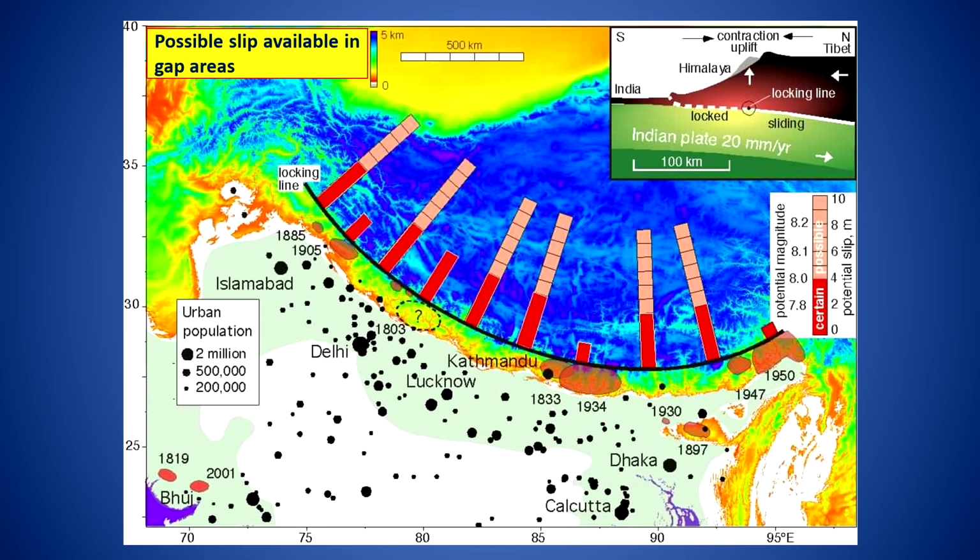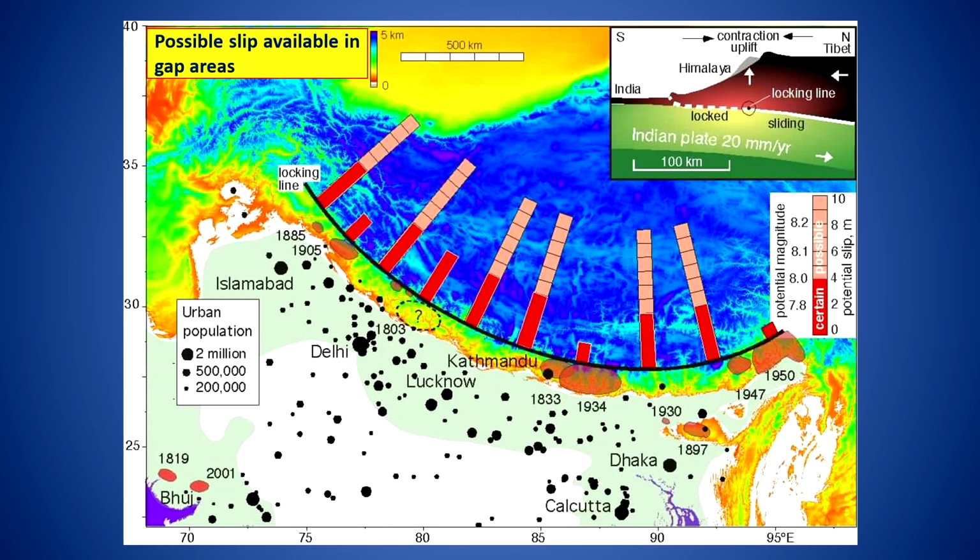Now, based on the strain accumulation and the strain release and the amount of slip which is available, or we can say potential slip which is available, the potential of the Himalayan zone to host an earthquake has been shown in this figure. And this is after Bilham, which talks about the possible slip available in gap areas. Now, what are these gaps?